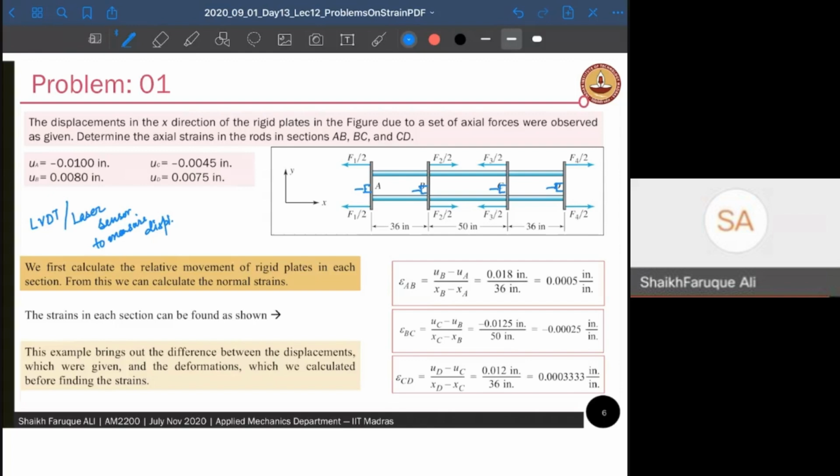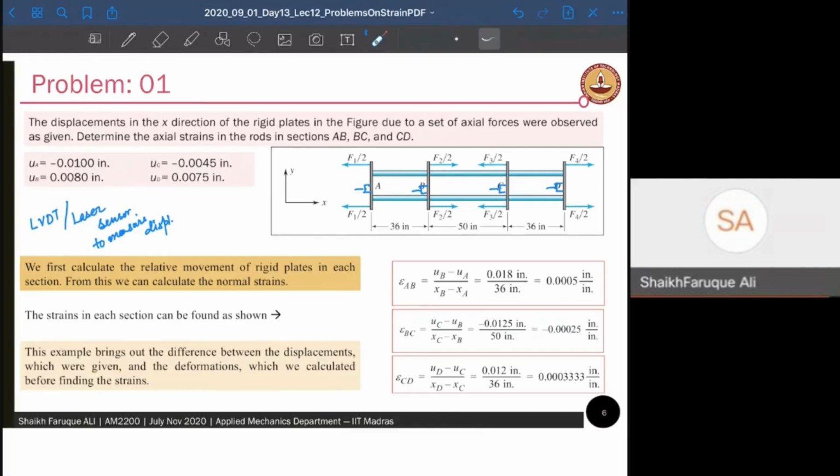Okay, so let's say you are measuring with a laser sensor, and once you measure it, you get the values that are given here. So UA has moved from its original position by negative 0.01 inch, and UB has moved from its original position by 0.008 inch. Right? Similarly UC and UD are given. Now you have been told to find the strains at the links between AB, between BC, and between CD. Right? How do you find strain?